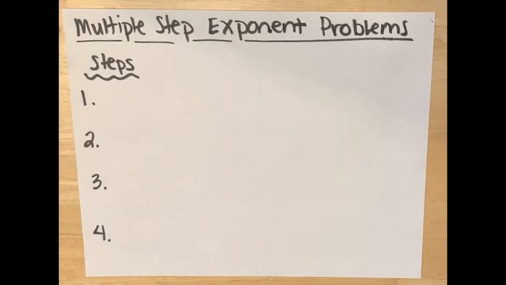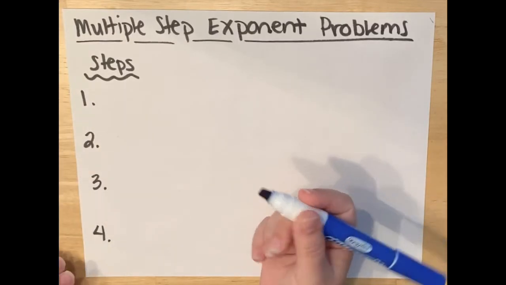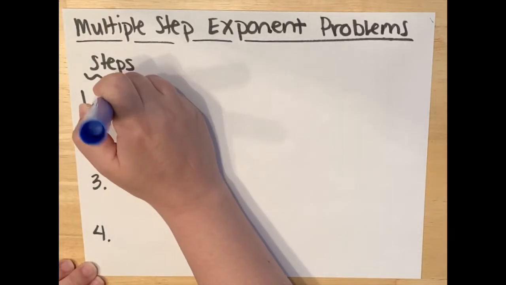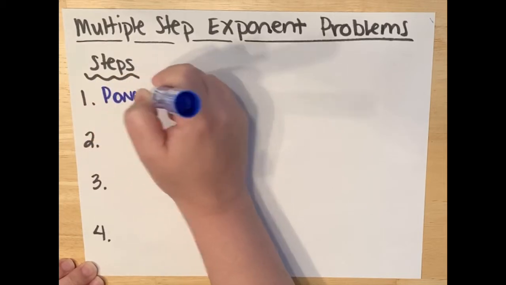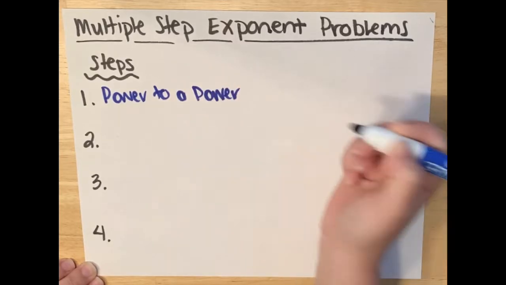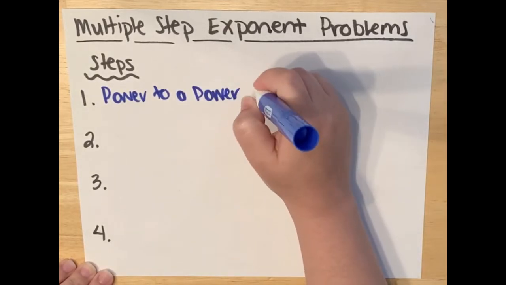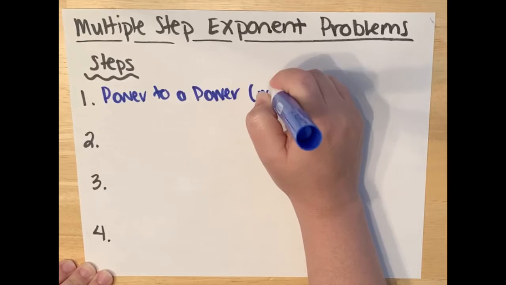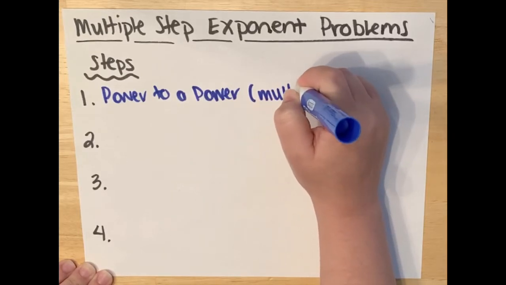Today we will be working with multiple step exponent problems. So really you can do these in any order, but I like to keep them in a certain order to make the problems easier and pretty much the same even when the problems change, at least the steps are staying the same. So the first one I like to start off with is the power to a power rule, which you learned in some previous lessons. And for this one, don't forget you'll be multiplying the exponents.